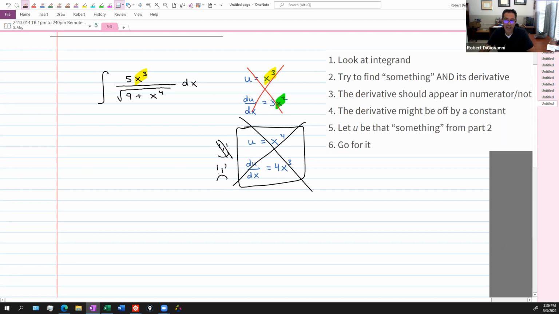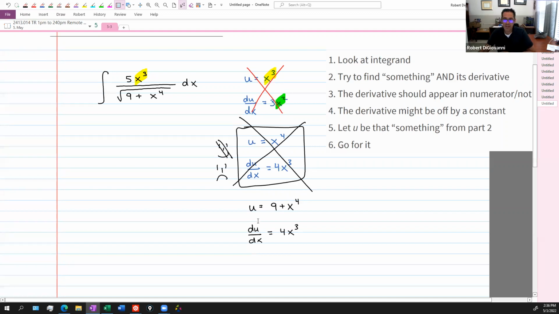Sorry. It's good, but it's not the best. The best choice for you is actually the 9 plus the x to the 4th. Grab the 9 as well. Why? Does that change the derivative? No, right? The derivative of this is still 4x cubed.